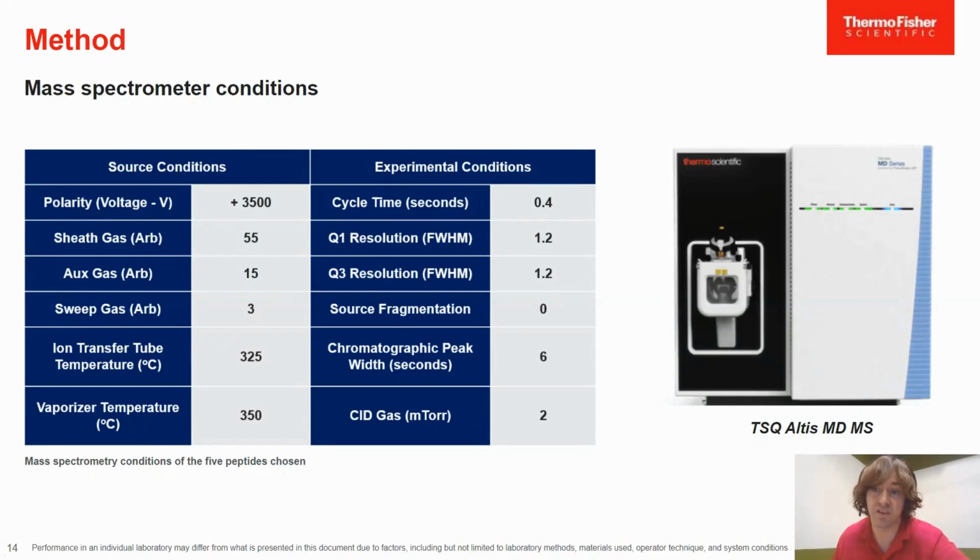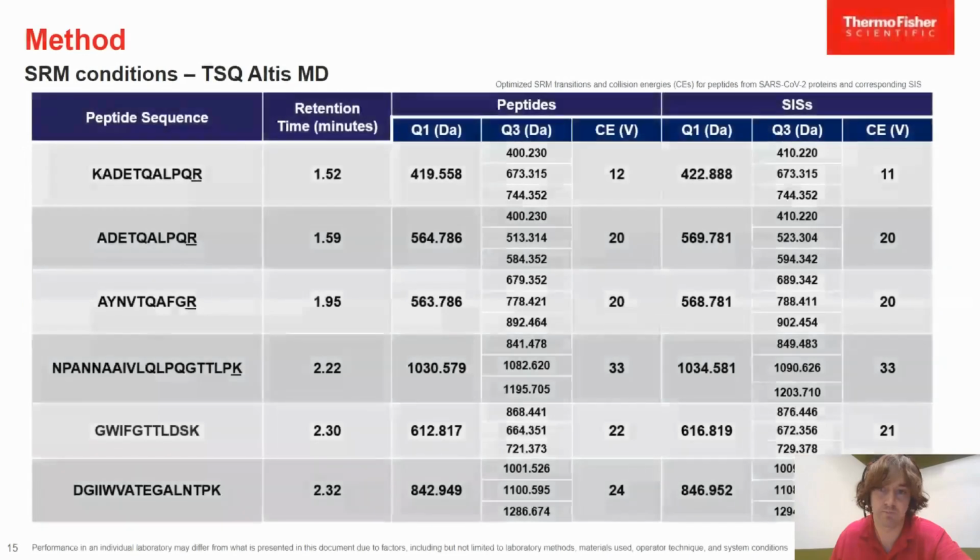Here we've listed the source and experimental conditions, which were all fully optimized to allow for the most efficient detection and quantitation of target peptides delivered to the mass spectrometer from the upstream LC. The transitions were also fully optimized with one Q1 precursor transition and 3 Q3 product ion transitions for each peptide.